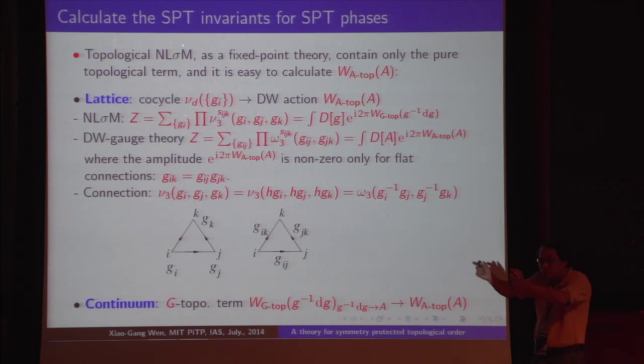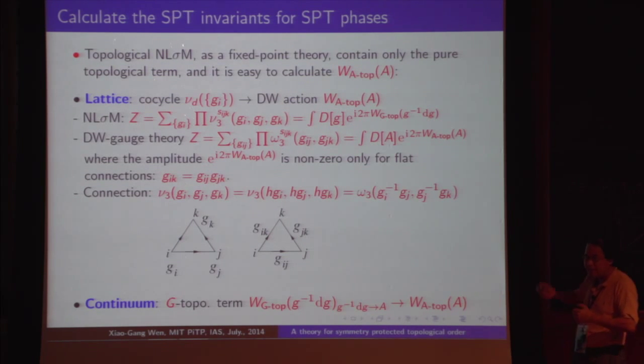Then there's a way to make them match. So this is an expression to make them match, and that is a mapping. From nu 3, you can get omega 3, which defines the Dijkgraaf-Witten model, or from omega 3, you can get nu 3, which describes the nonlinear sigma model. So there's a one-to-one mapping between different theories. The nonlinear sigma model is one theory, the Dijkgraaf-Witten model is another theory. So as theories, they are different. They have different physical properties. But these two theories have a one-to-one mapping between them. And this one-to-one mapping happens to be the gauging for the discrete group on the lattice. This happens to be the gauging process in a more precise form. Okay.